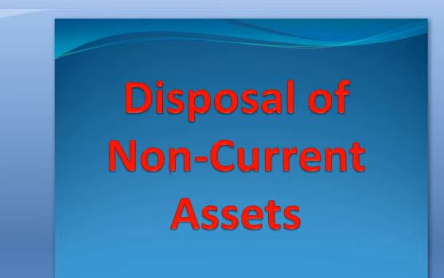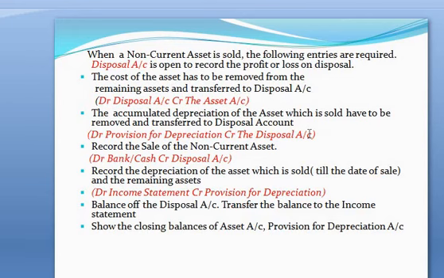Hello everyone. In today's lesson, we are going to see part 2 of our previous lesson, which was the provision for depreciation of non-current assets. Now we are going to see what happens when an asset is being sold, or disposed of. So quickly, let's see what are the entries to be made.